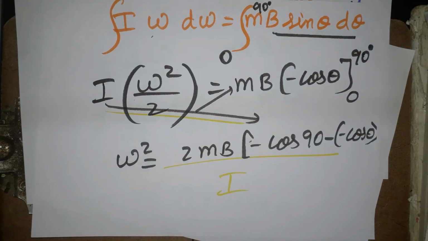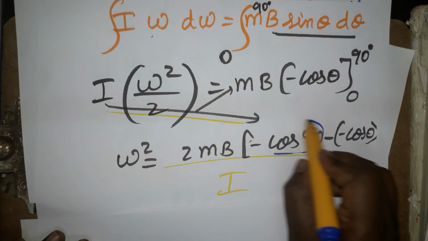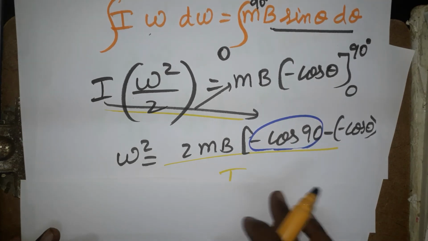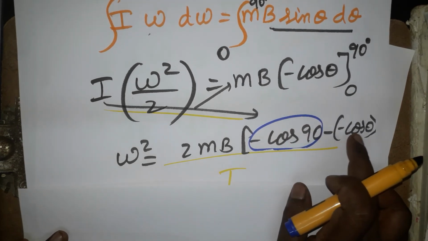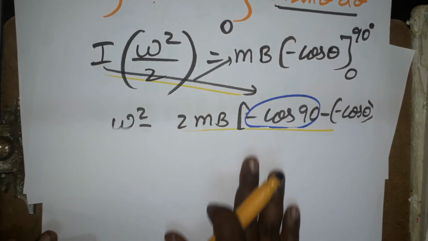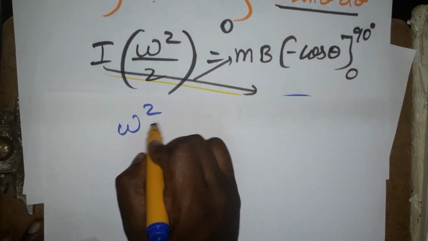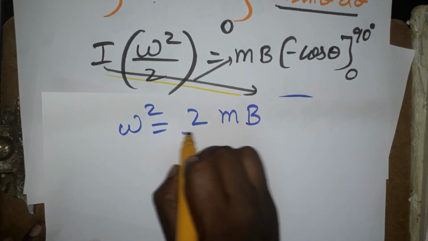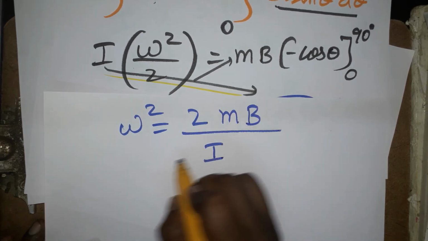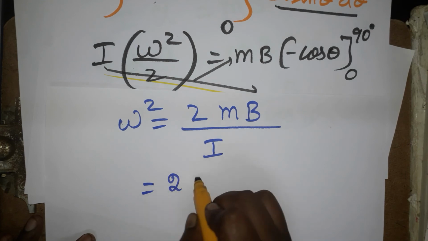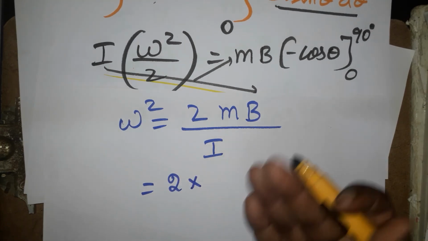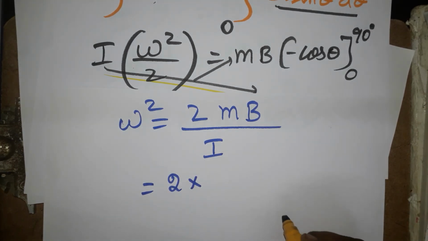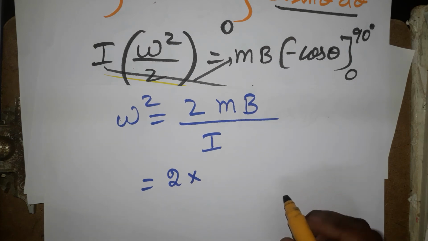What about the next step? The next step will also be very simple. Cos 90 answer will be 0, and minus minus will become plus, cos 0 will be 1. So omega square is equal to 2 mB divided by I. Now we know the magnetic dipole moment, which we found before, is going to be 10.